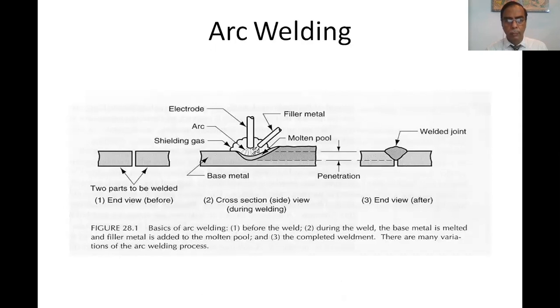Basic arc welding. Before the welding, two parts to be welded are in view. During the welding, base metal is melted and filler metal is added to the molten pool. This is the filler metal and the molten pool, the shielding gases, and behind the shielding gas the molten pool is there. The electrode and arc are formed. Picture 3 is the completed weldment.